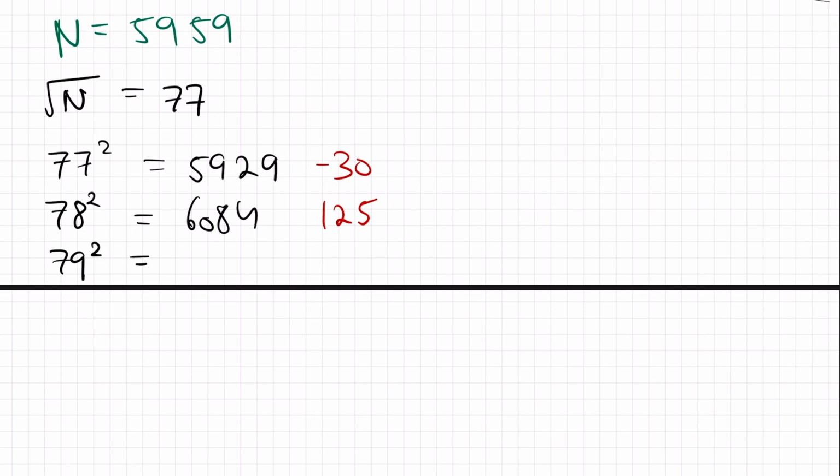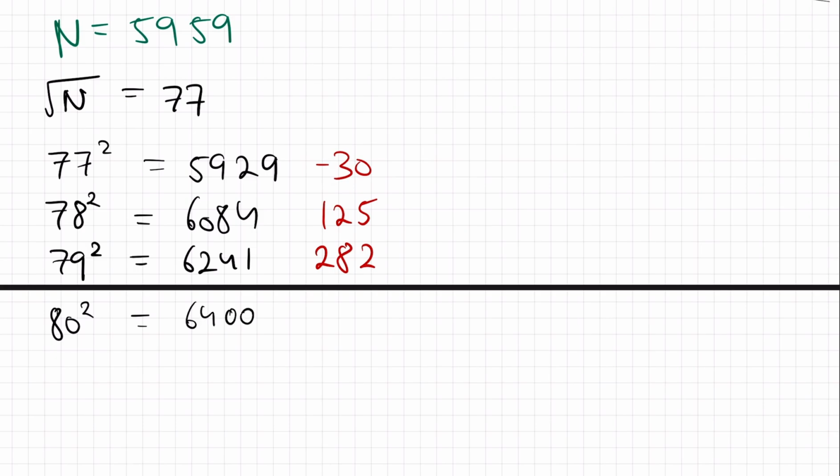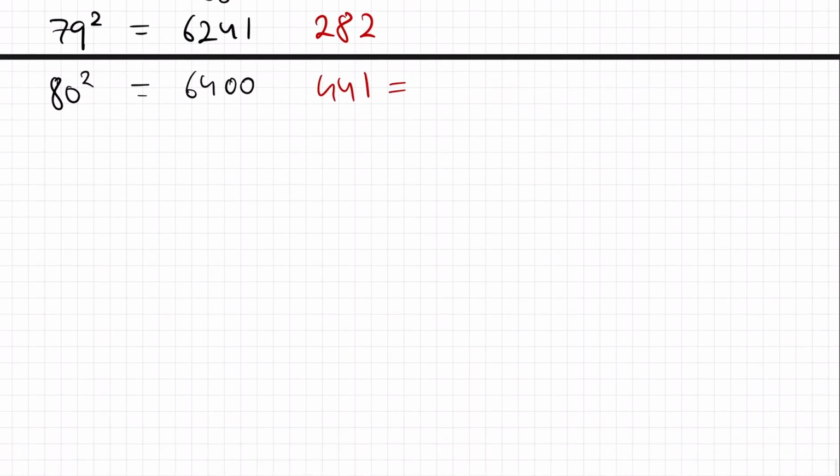79 squared is equal to 6241, and the difference between that and the original n is 282. So again, not a square number. It's close to 17 squared, but not exactly. So now we'll do 80 squared, and we all know that this is 6,400. And let's see if that gives us a perfect square, and it gives us 441. So there we go, we found our perfect square, because 441 is 21 squared.